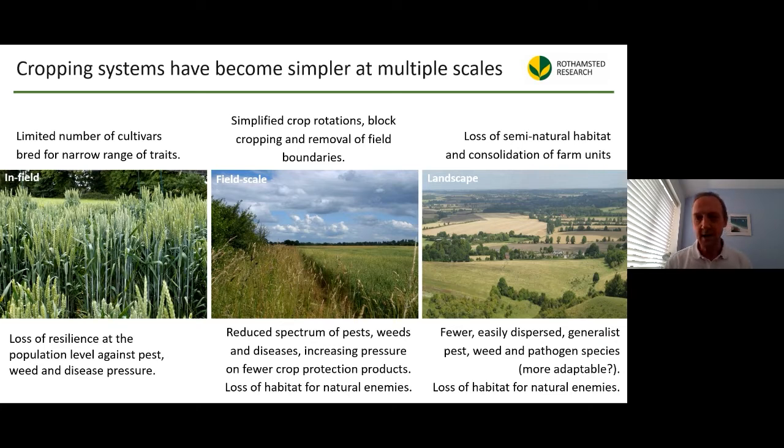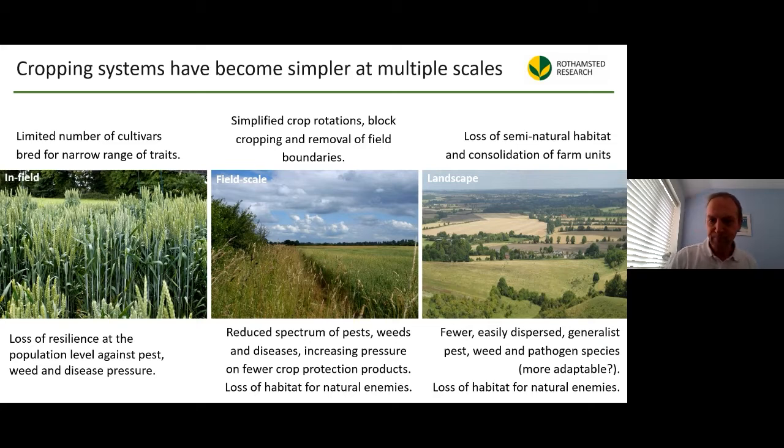And so this slide just illustrates that simplification of our systems at three scales. On the left, we're now growing a smaller range of crop cultivars for any given crop. We tend to look at the recommended list and pick the top yielding ones. Granted, we think about resistance to diseases, but generally those cultivars are bred for yield in conditions where we use crop protection products, so they're ideal conditions where we can control the crop pests. And so we've lost some resilience at the population level.